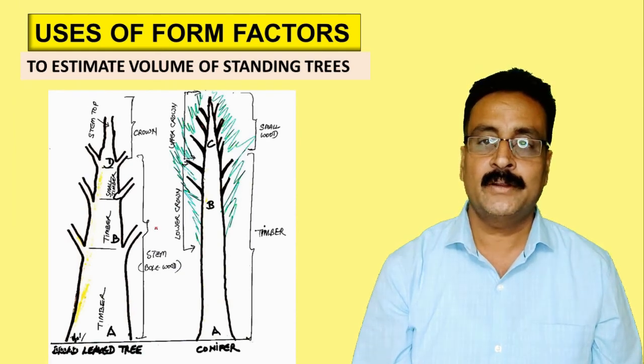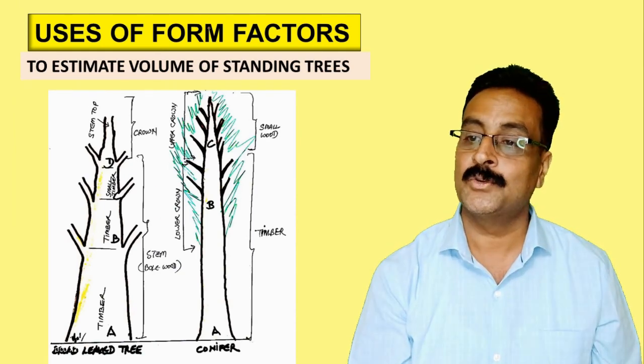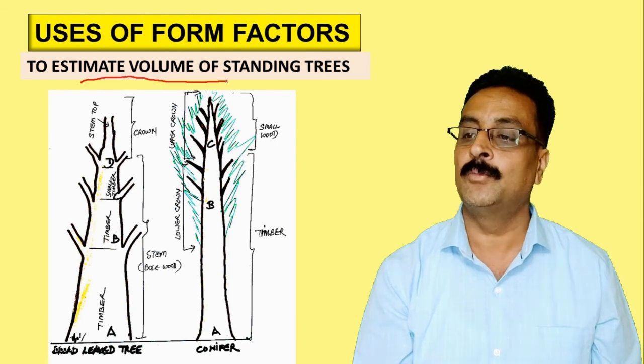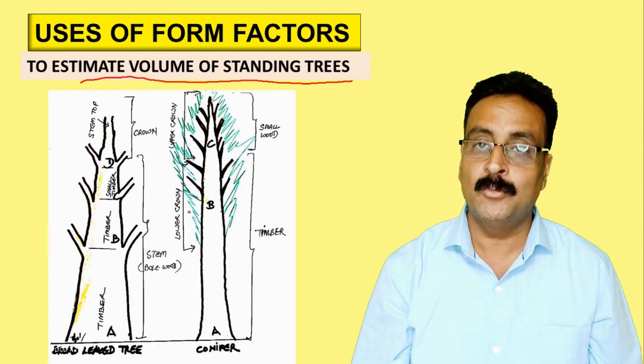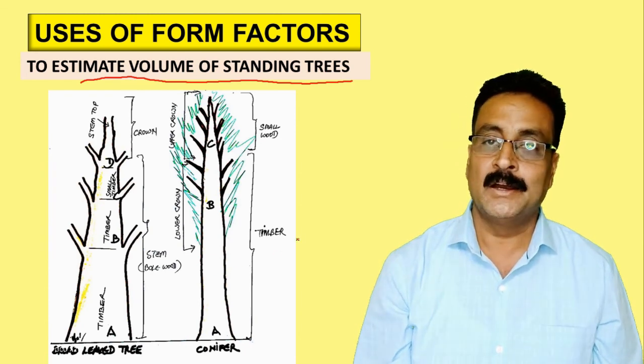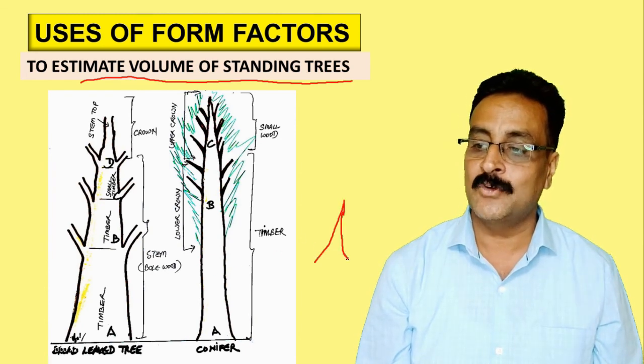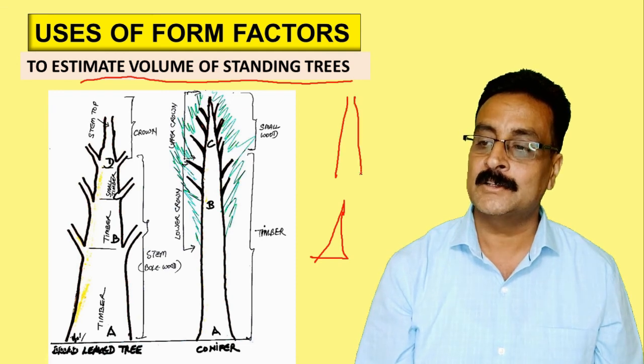What is the use of form factor? That's important. We should know the use of form factor. First is to estimate the volume of a standing tree. The form factor will tell us how to estimate the volume of a standing tree, because taperness will give us less volume, while cylindrical will give us more volume.